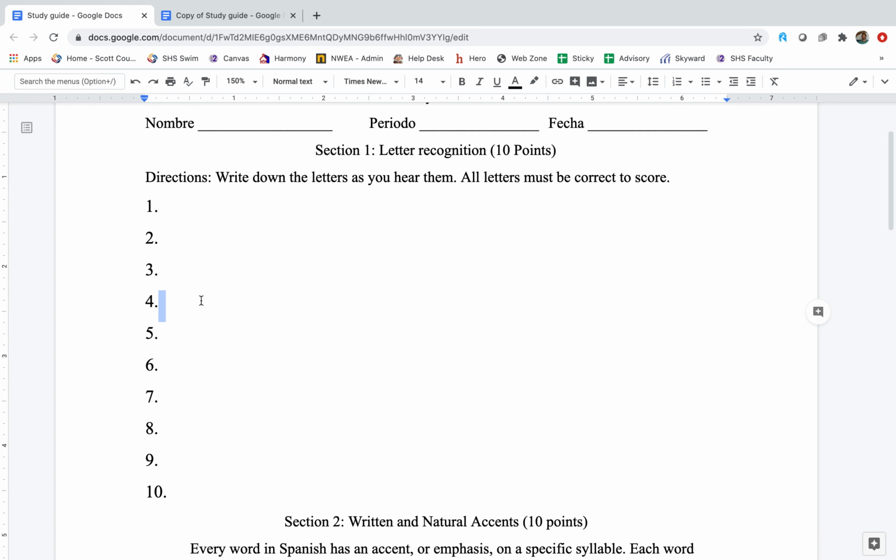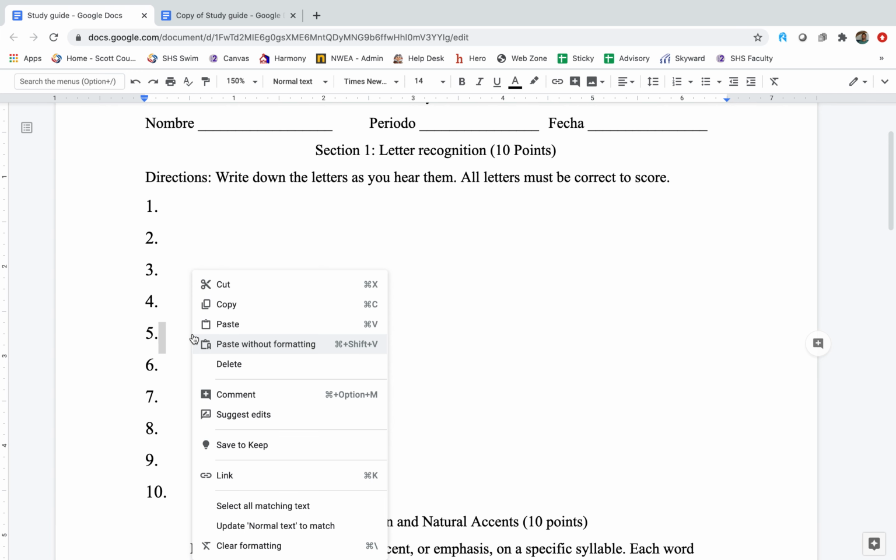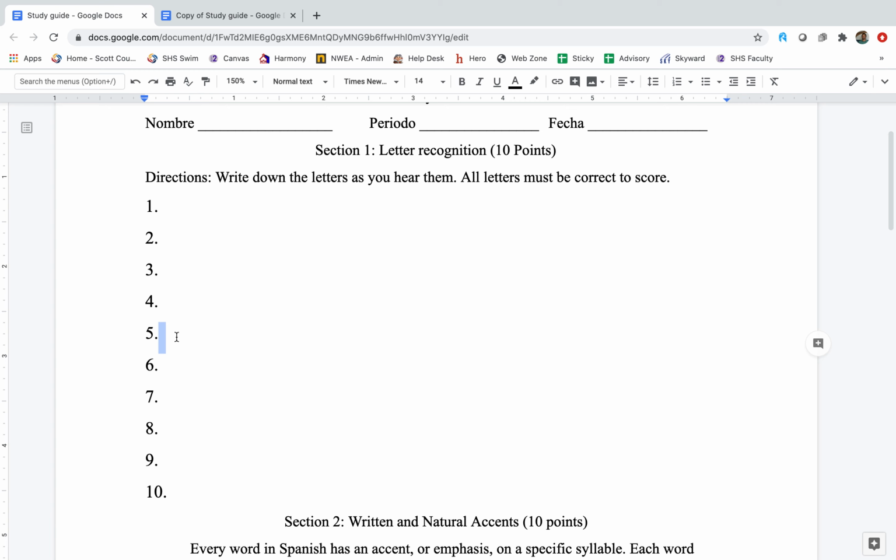Number 4, D, E, N, G, U, E. Again, number 4 is D, E, N, G, U, E. Number 5, H, O, J, A. Again, number 5 is H, O, J, A. Number 6, E, S, T, U, F, A. Again, number 6 is E, S, T, U, F, A.